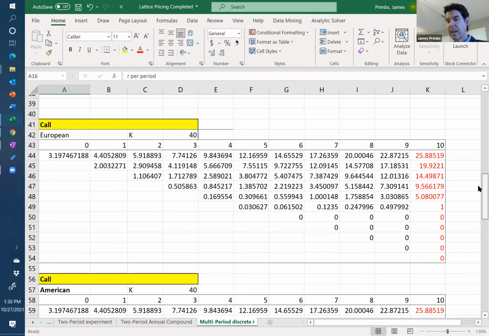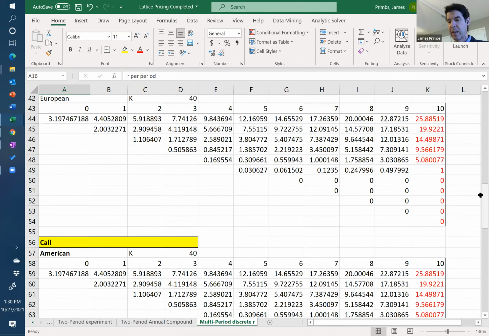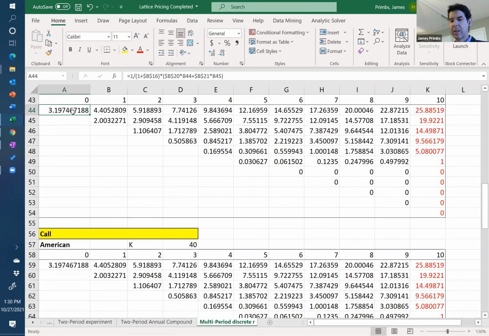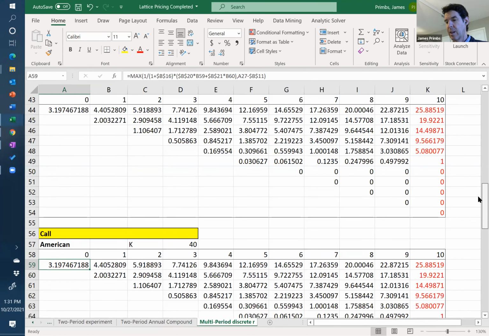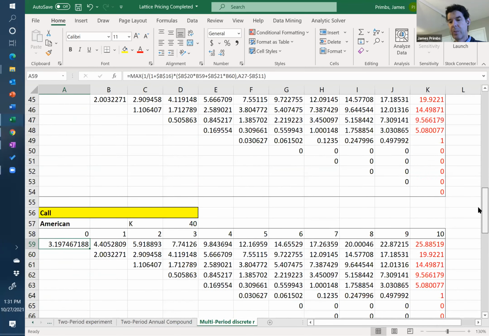So there's a European call and an American call. And what do we note here? These two values are exactly the same. We should have expected that because, once again, there's no early exercise for an American call option on a non-dividend paying stock. I didn't create this model with a dividend. So when I set it up for a European and an American, they should be exactly the same.